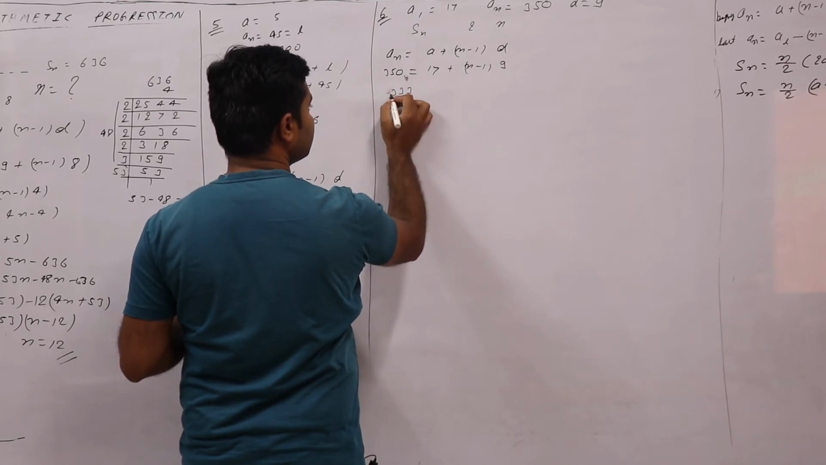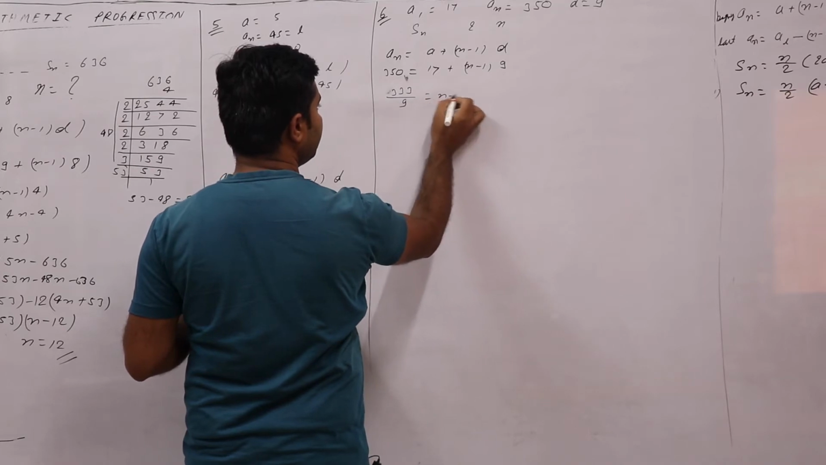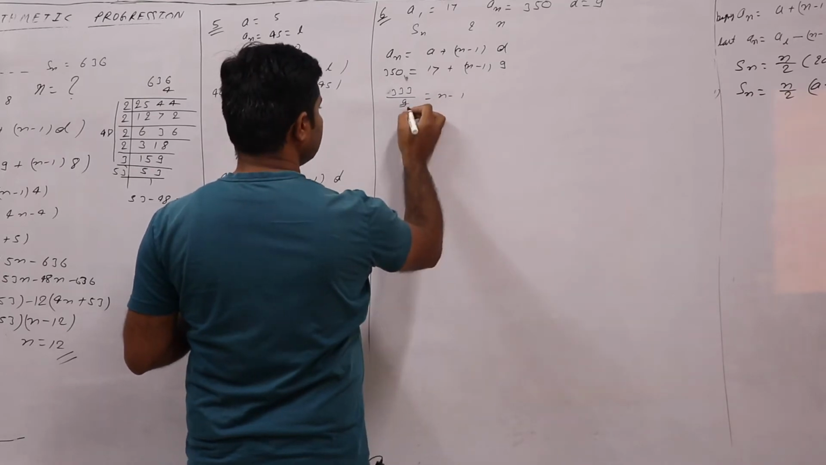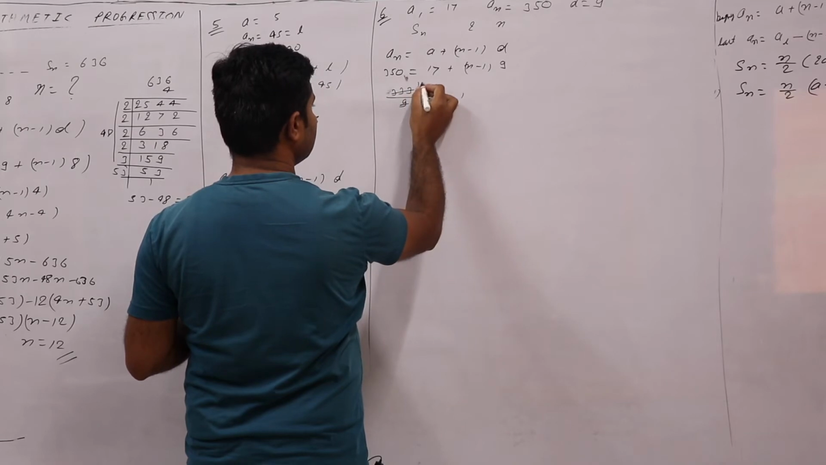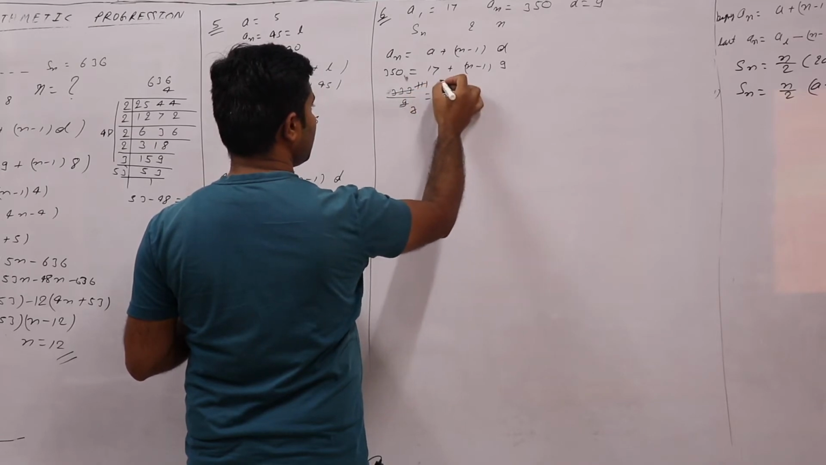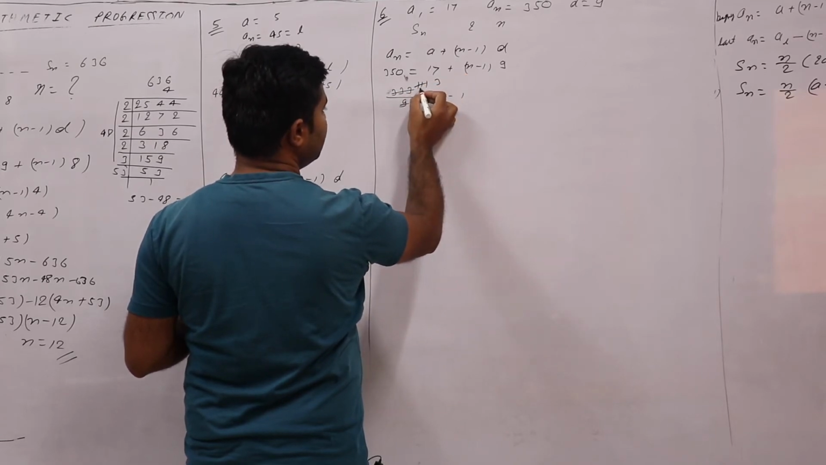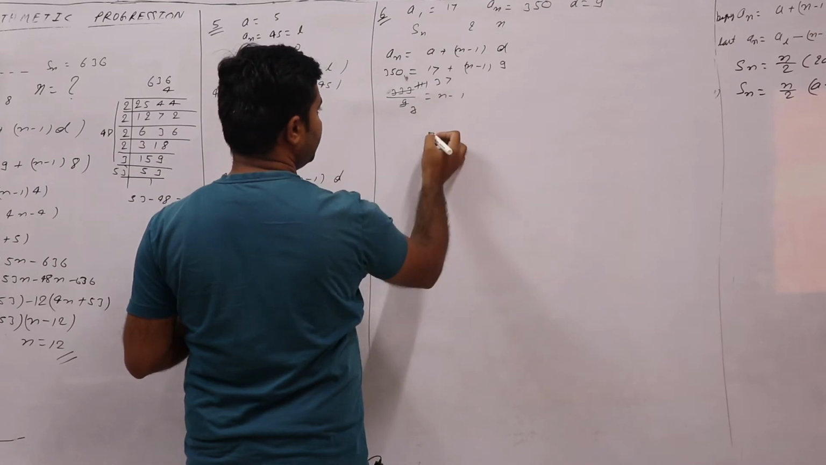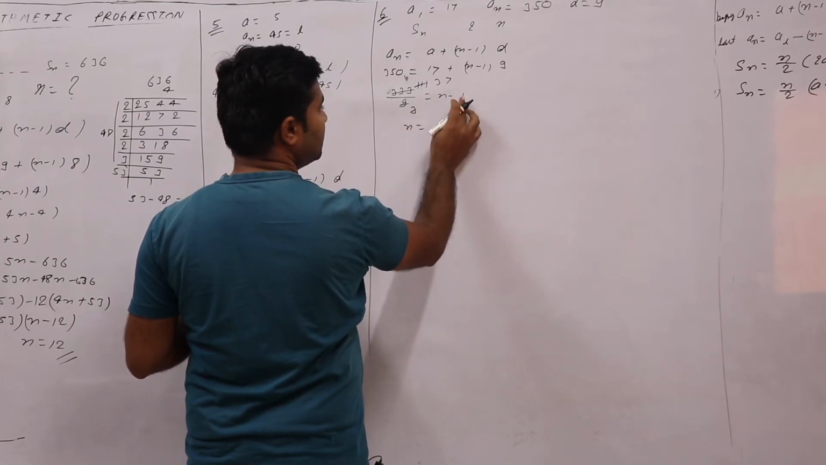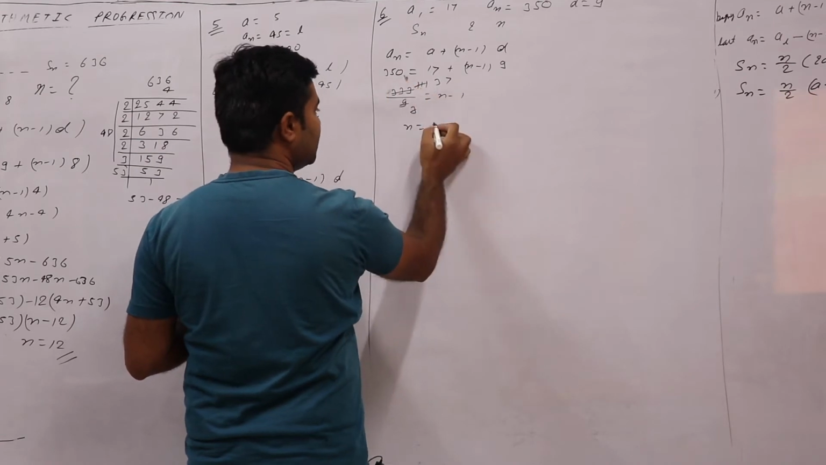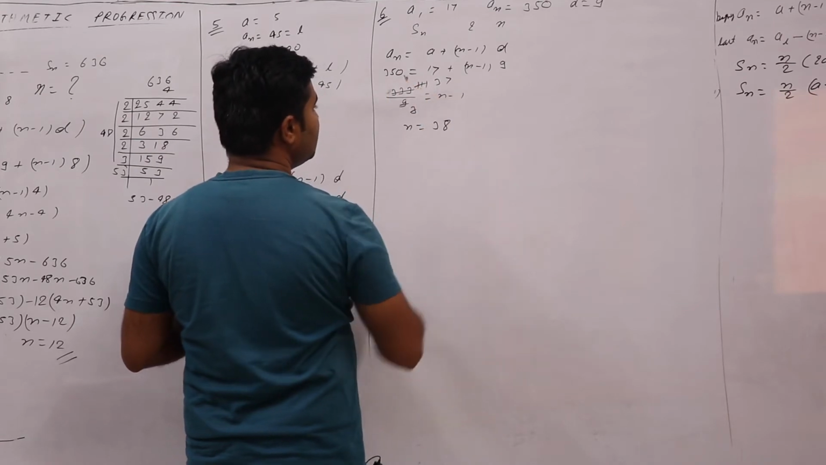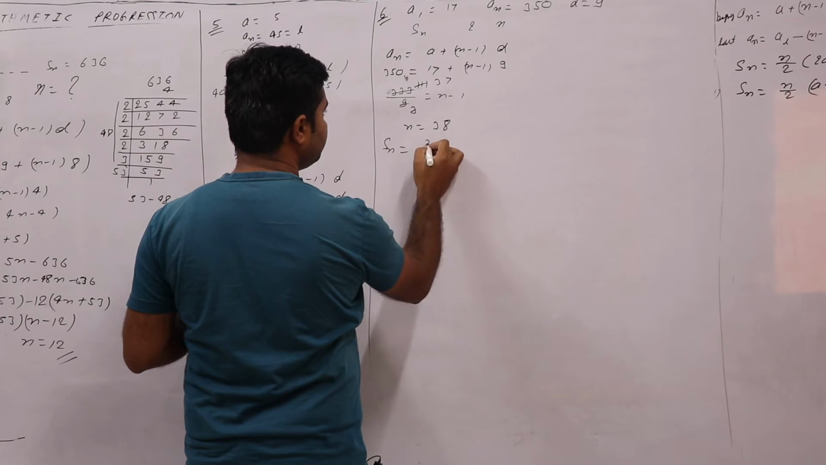9 is equal to n minus 3. 3 sevens is 21, right? So n is equal to minus 1 on this side, plus 1, 38. N is equal to 38. Now Sn you can find.